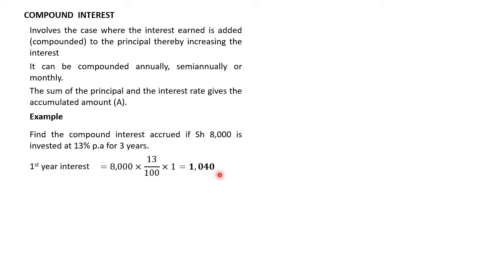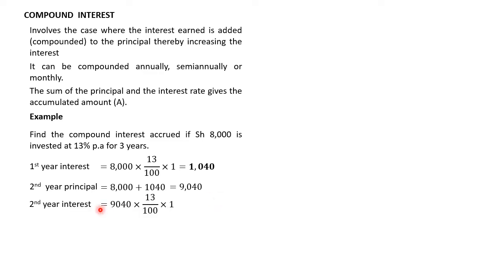But the principal of the second year will be the interest that was earned at the end of the first compounding period, that's the first year, plus the deposit we had. That means the interest that we earned plus the deposit we had, that was our principal, gives us the principal of the next year, and that's the compounding aspect. So the principal of the second year will be 8,000 plus 1,040, which is 9,040. And therefore, if we want the interest for the second year, it will be 9,040 times 13 over 100 times 1, which gives us 1,175.2.